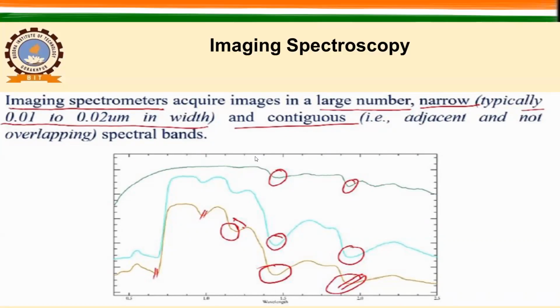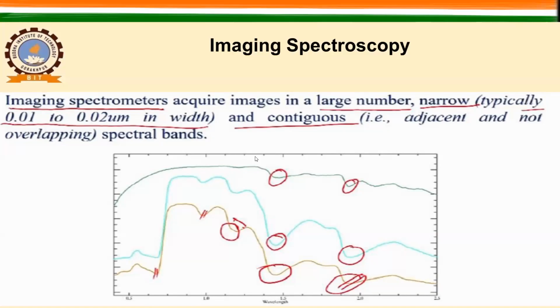So initially we had spectroradiometers. Now we have imaging spectrometers. That term has changed because we are going to produce images. Here we will produce a large number of narrow and continuous bands, typically on the order of 0.01 to 0.02 micrometer in bandwidth, right? So just imagine how small they are.